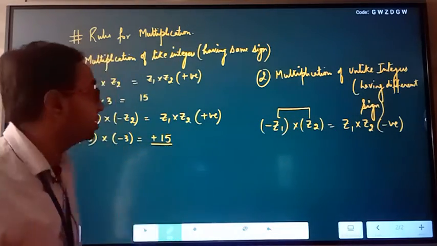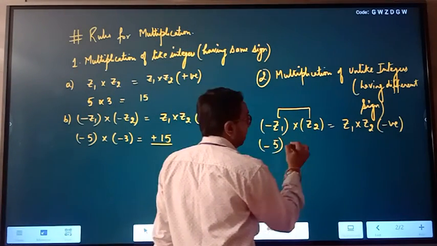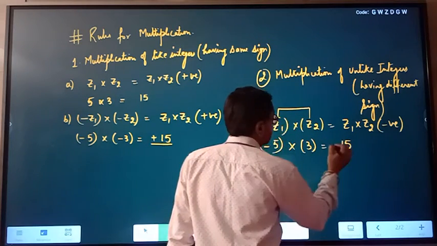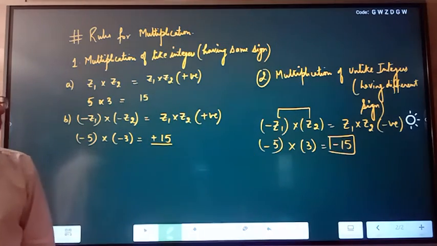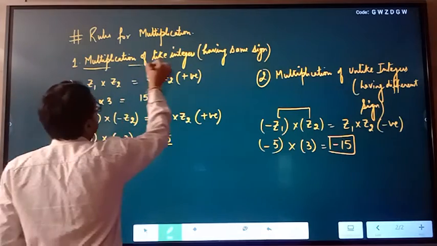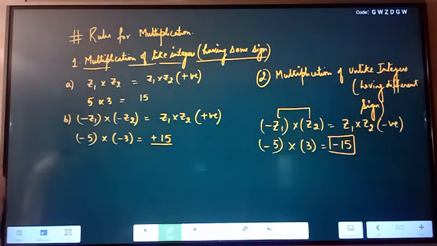Clear with this? So these are the rules. Let me take now, for example, minus 5 multiplied with 3. 5 into 3 is 15. Since minus sign is there, minus 15 is the answer. Any doubt anyone is having with this concept? So this is what is there in the rules of multiplication of integers. Are we clear? Following this, we'll be moving further.